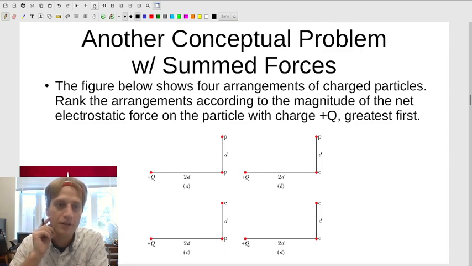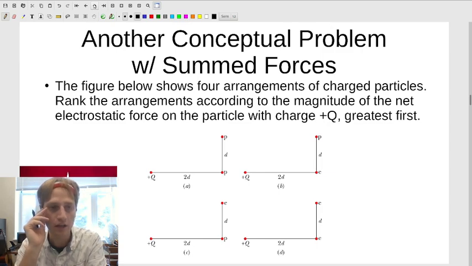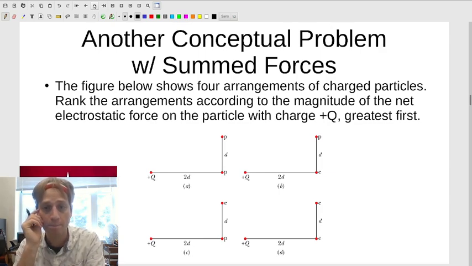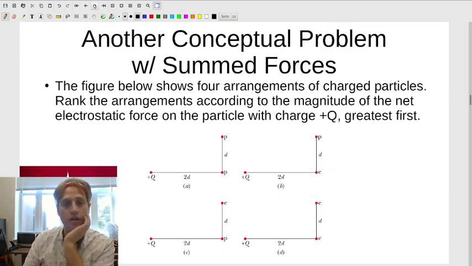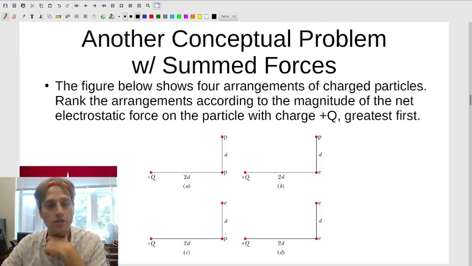Here's another type of problem. It says the figure below shows 4 arrangements of charged particles. Rank the arrangements according to the magnitude of the net electrostatic force on the particle with charge Q, start greatest first. Okay, so I want you to notice the types of particles that are doing the pulling. The Q over here is the same every time. The electron and the proton each have a charge of the elementary charge e, but they have an opposite sign. So that means that they will be pulling or pushing on Q in opposite directions.